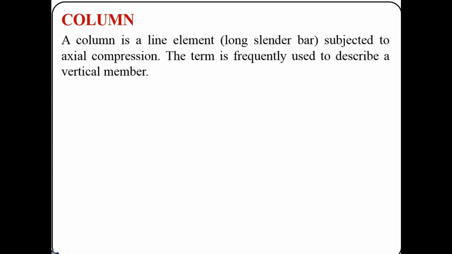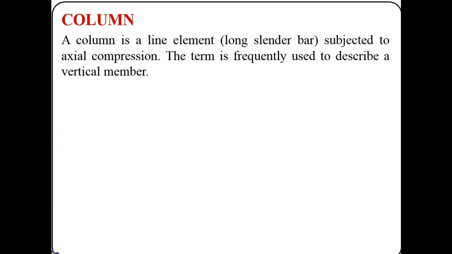Next is the definition of a column. It's very simple; we have already studied it in many subjects. A column is a line element which is subjected to axial forces. This axial force may be compressive or tensile, but in most cases we discuss the column subjected to axial compressive forces. The term is frequently used to describe a vertical member, which is not true. Any horizontal member which is also subjected to axial forces may also be referred to as a column.